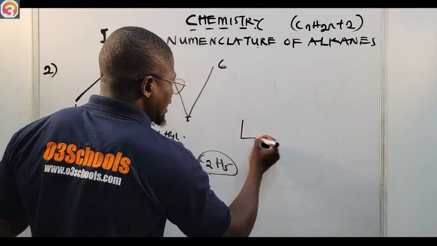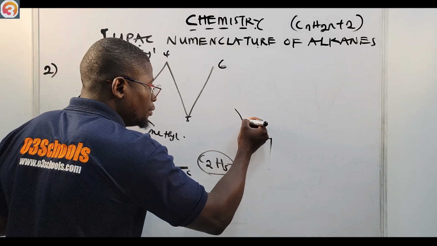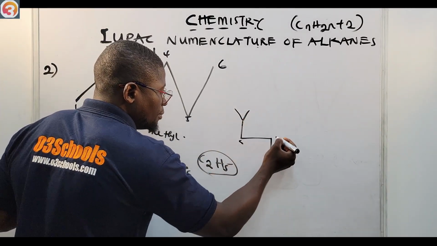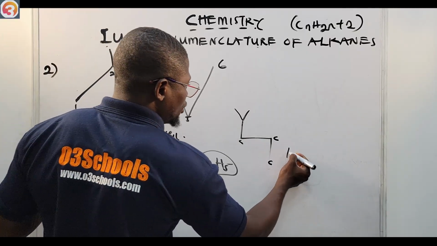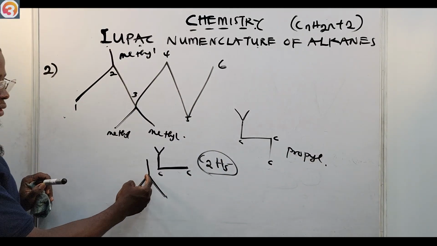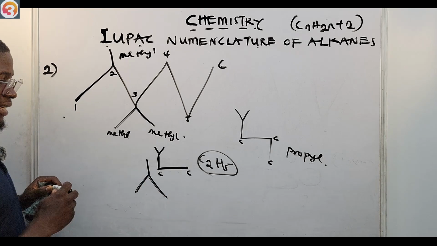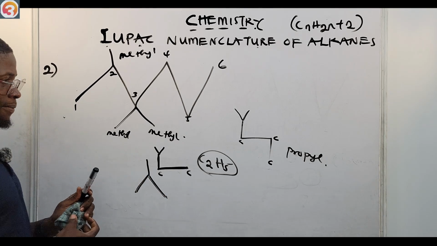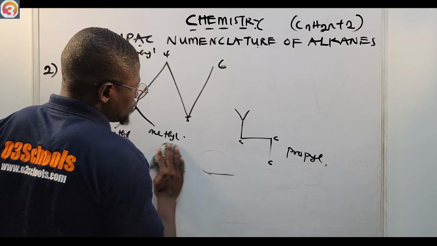Or if you now have something like this, it's still one group. There's a carbon atom here, here, and here. This will be propyl. Please take note of that. But this is separate because you can see they are going in different directions. There's no continuity with them. All right, so let us now name this compound.